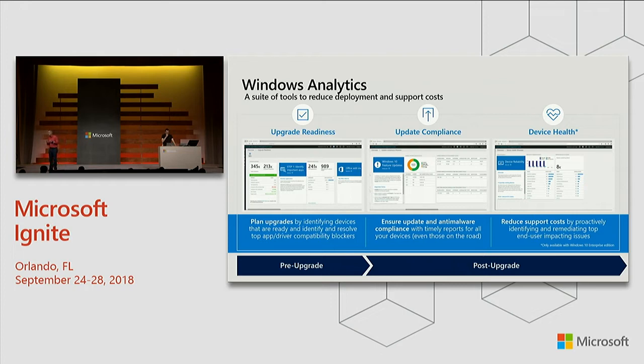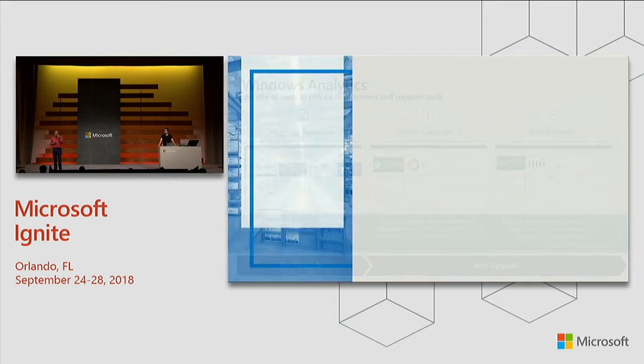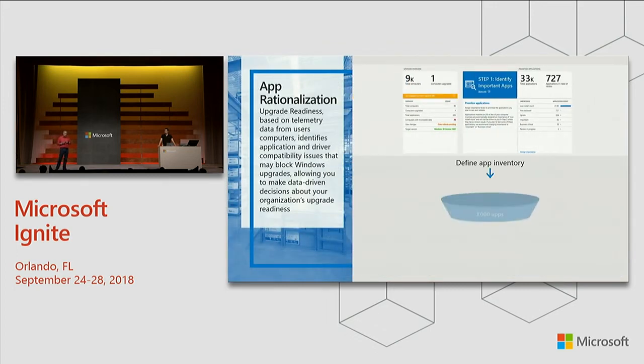Device health uses this data and telemetry to show you where your user mode crashes, where your kernel mode crashes, and where the drivers are that are causing those issues, allowing you to proactively go out, provide driver updates, and keep those devices current and up to date. So leverage the power of the data and telemetry to do a better, more proactive job with your users.